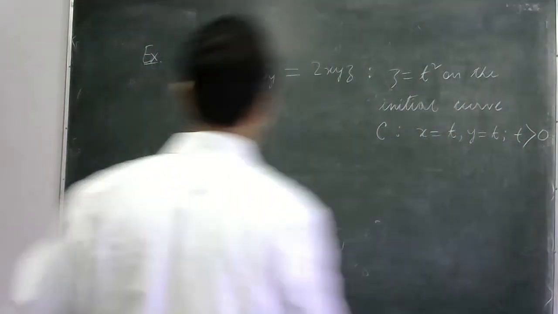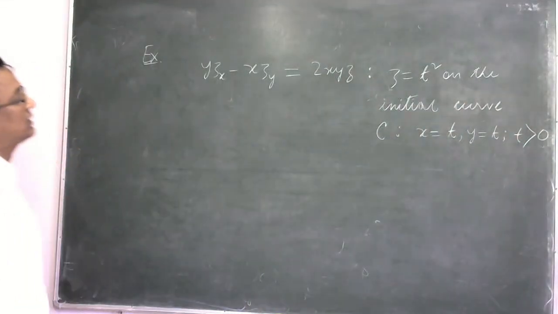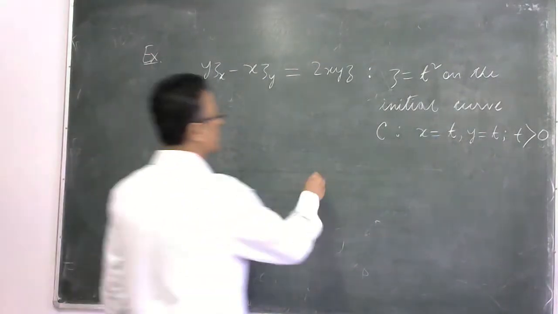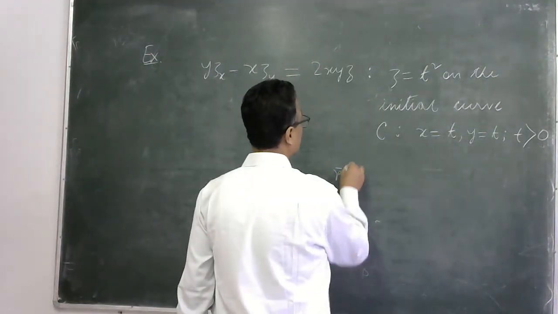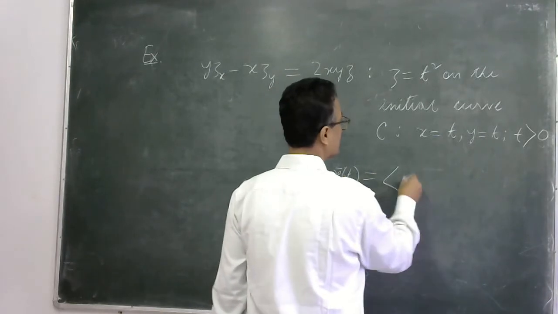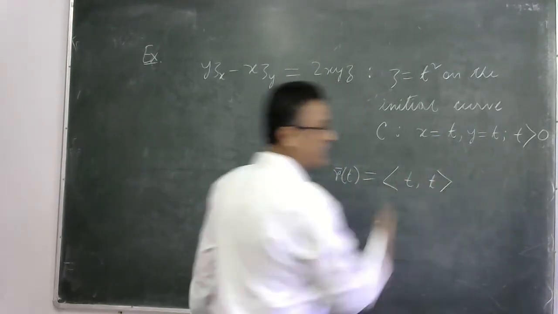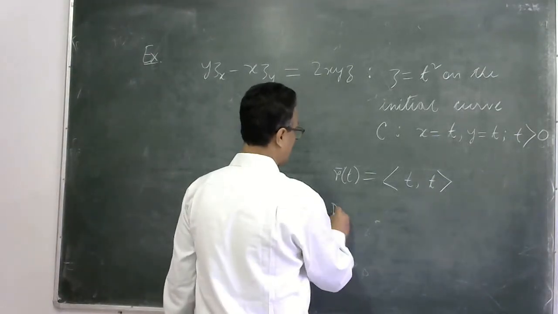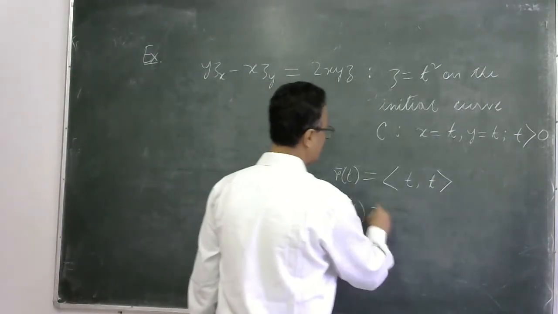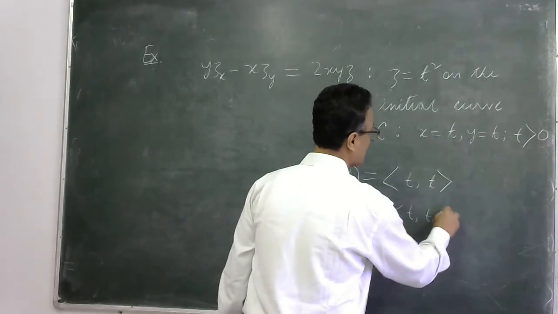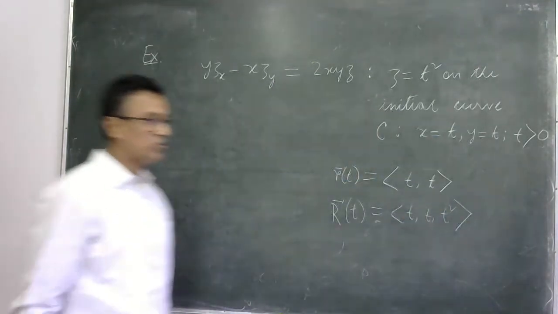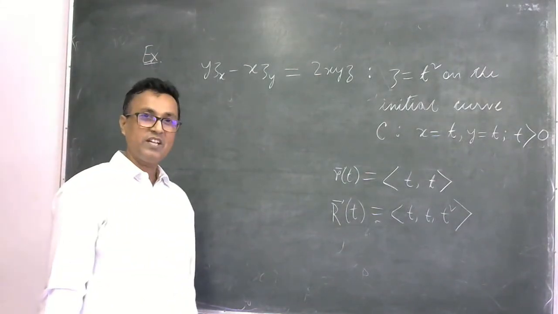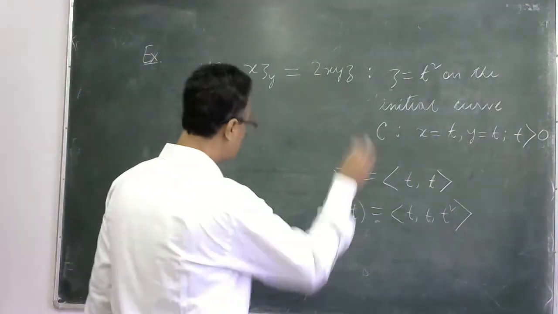Okay, so now obviously here what is happening? Small r(t) is (t, t), right? And capital R(t) is (t, t, t squared), of course for t greater than 0. Is it okay with everybody? Fine. Now, firstly, what you have to do?